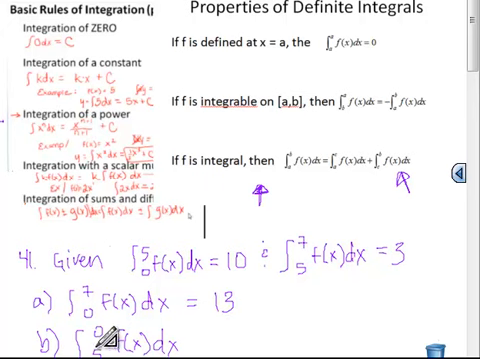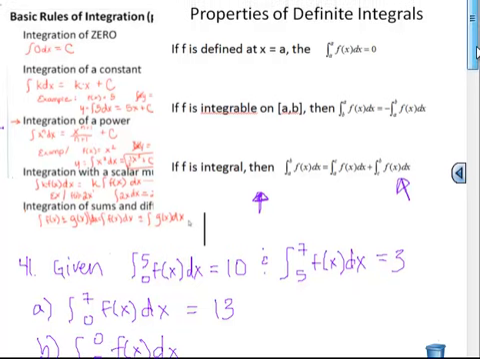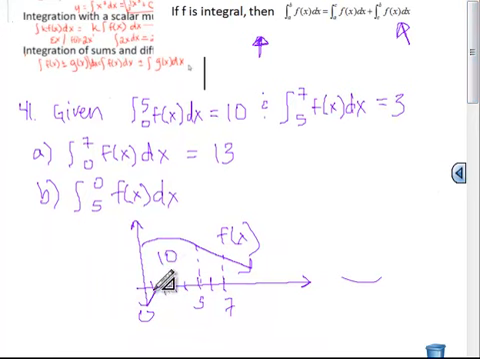Okay, and then here's another property that we would use. Normally, remember, our lower bound would be on the bottom and our upper bound would be on the top. But notice here that our lower bound is a higher number than 0. So they're kind of asking us to go backwards. From 0 to 5, the area was 10. But here is something a little bit strange. If you go from 5 to 0, you can't really evaluate that directly.